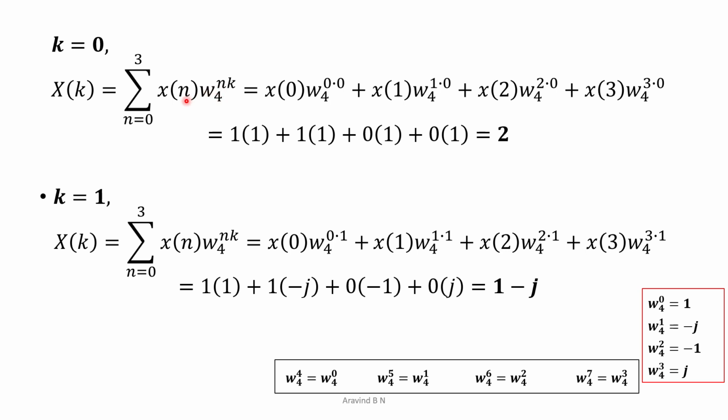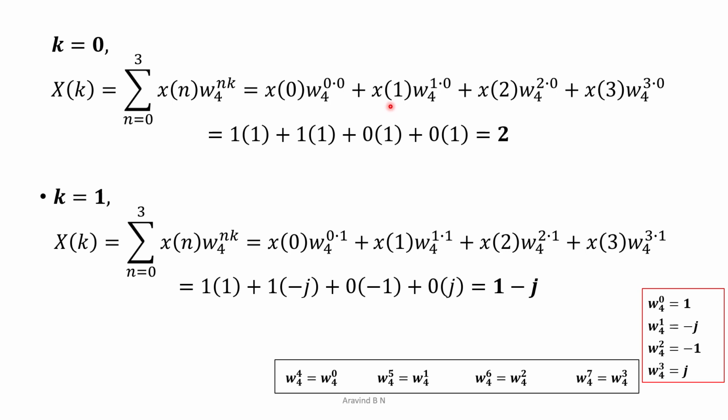Small letter n, the first time, will be equal to 0. Therefore we are going to have omega 4 power 0. With respect to k is equal to 0 we are calculating, that k is equal to 0 is being substituted over here. So k will remain 0 throughout this calculation. That is not going to change with respect to this particular calculation, at k is equal to 0.